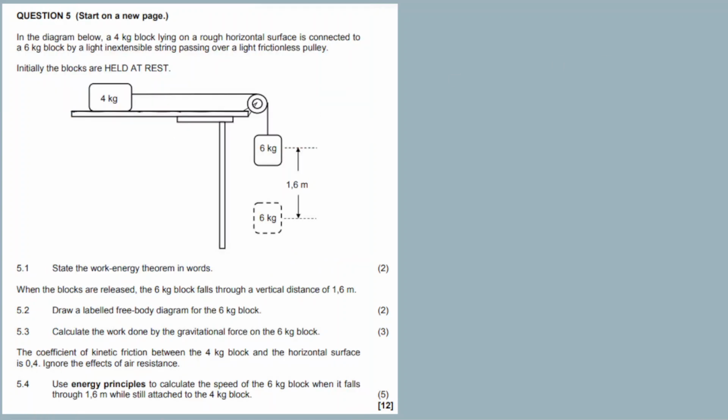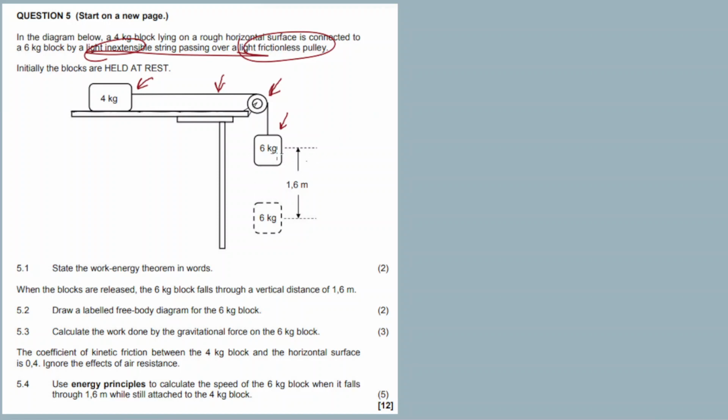So here we are given a two-body system, a 4 kg block and a 6 kg block. Both blocks are connected by a light inextensible string passing over a light frictionless pulley. So this is the string and this is the pulley. It's obvious, but I'm just pointing it out.